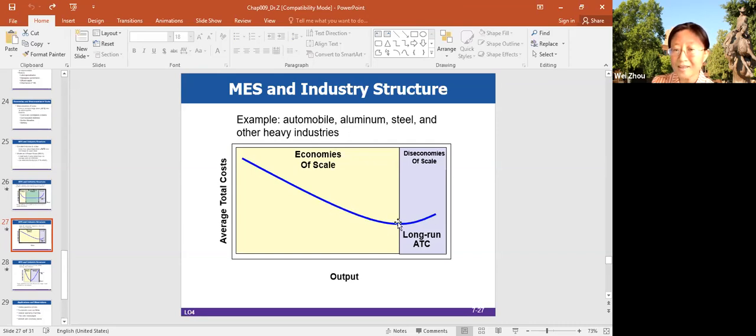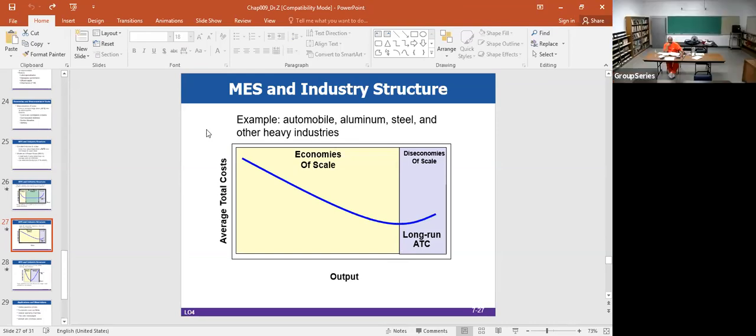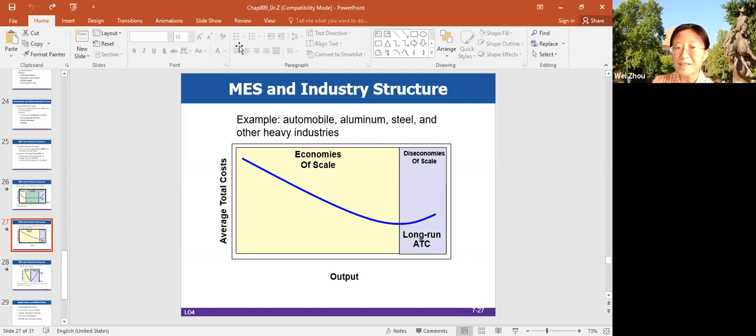So if you are in this industry, because your minimum efficient scale is pretty big, people need to produce a lot to reach it. So you're facing less competition. Because of economies of scale, they can wash away a lot of competition. People in this industry need to invest a lot of money and make a lot of cars to go through economies of scale and reach this point. And when they're at this point, they have the lowest average total cost.